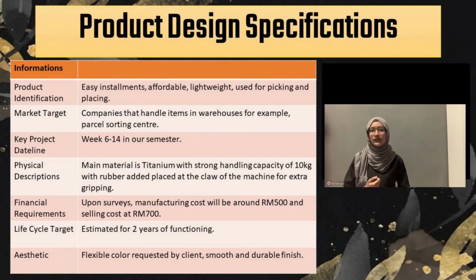The second tool is the PDS, to ensure the development of the product meets the needs of the users. The gripper has a design that is easy to install, affordable, lightweight, and suitable for picking and placing. We also have aesthetic value here, which is a smooth surface and durable finishing, as we use titanium as our perfect material. It's strong, durable, and naturally resistant to rust and corrosion.